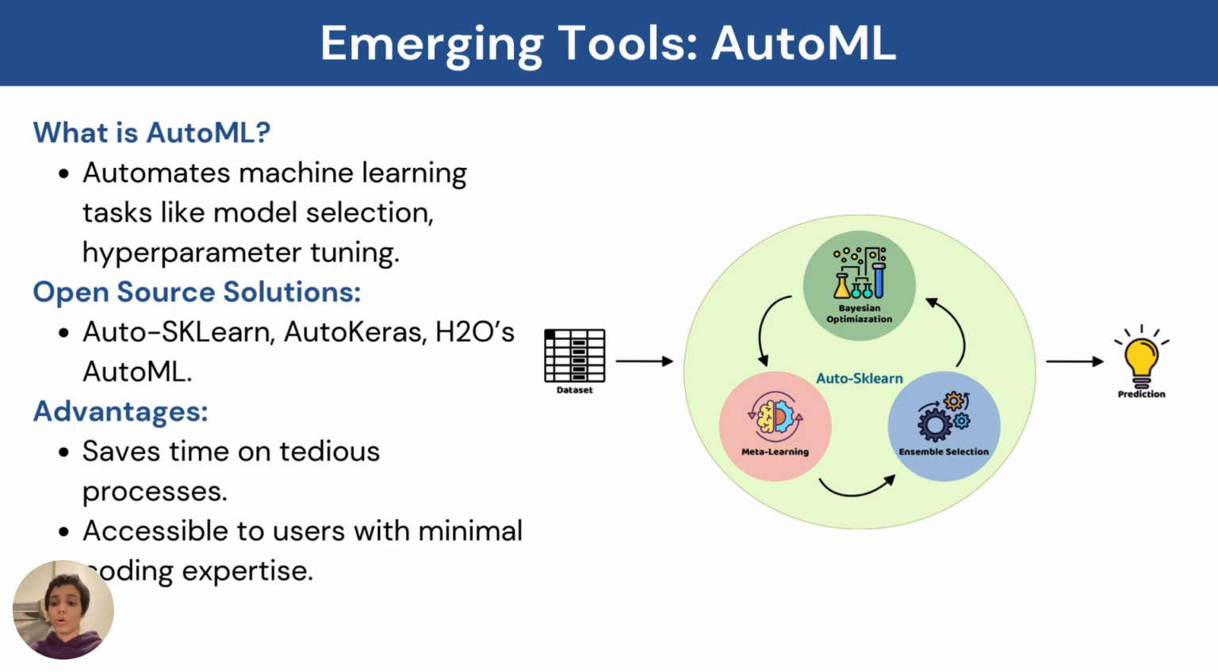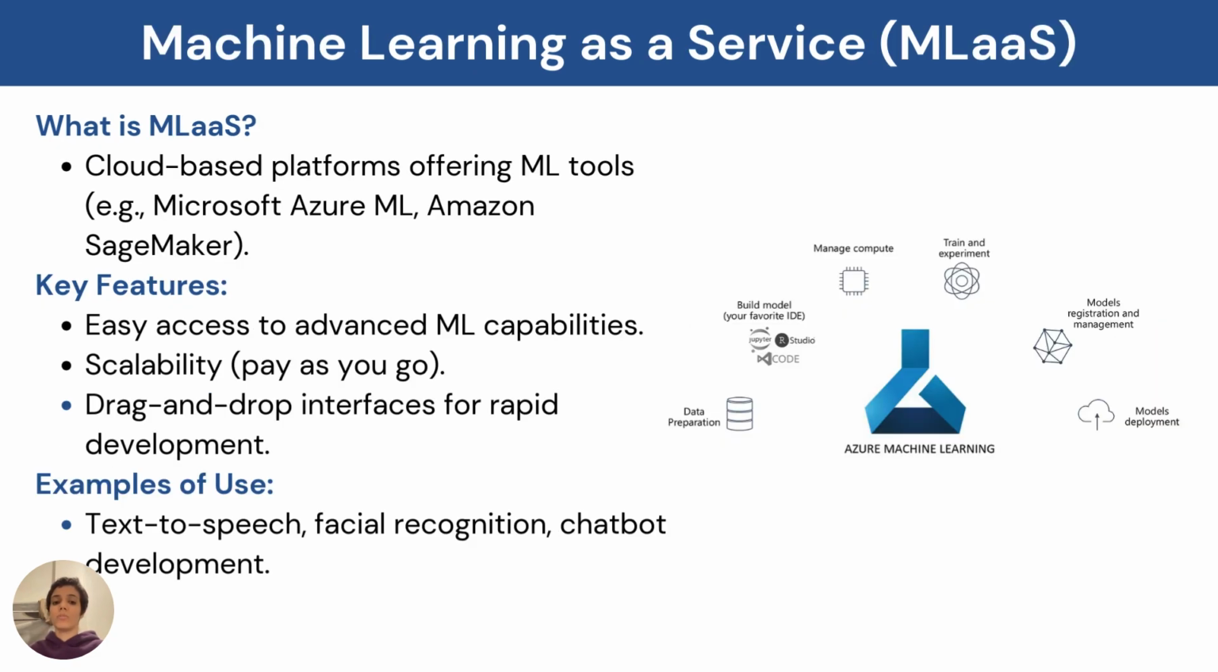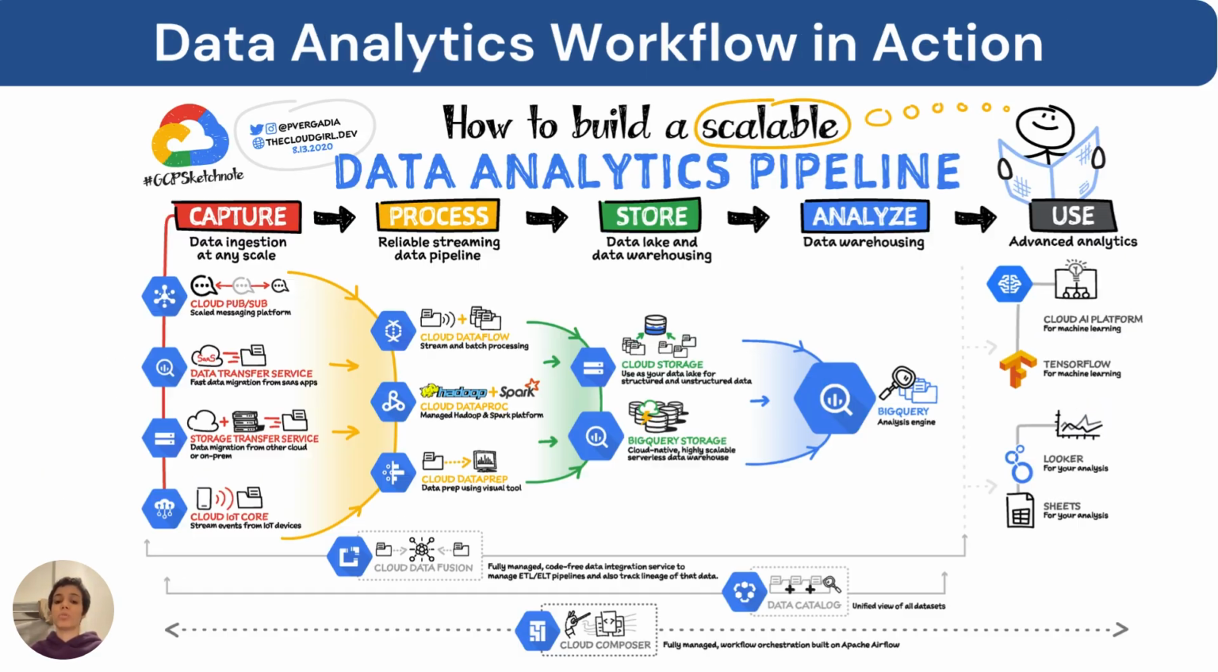We have also H2O AutoML, and it provides an end-to-end solution for both machine learning and deep learning, and it offers scalability for large data sets and integrates well with cloud environments. We have also machine learning as a service, like Azure ML and Amazon SageMaker. They offer advanced machine learning capabilities in the cloud. They're scalable, cost effective, and feature drag and drop interfaces for rapid development. Examples include text to speech and chatbot creation.